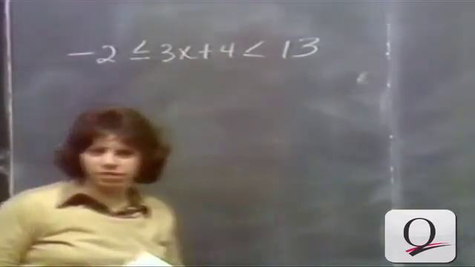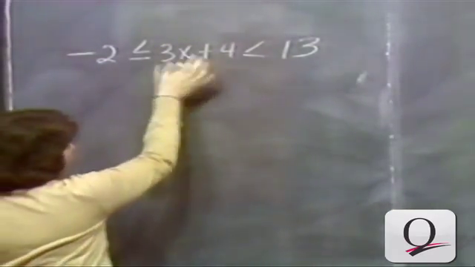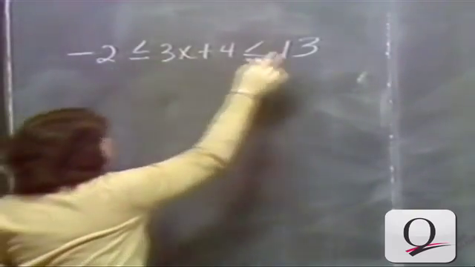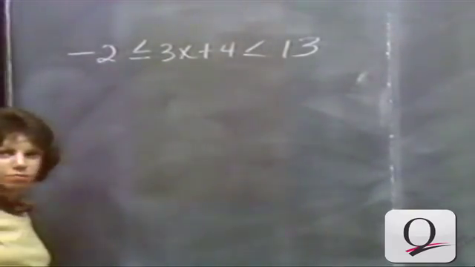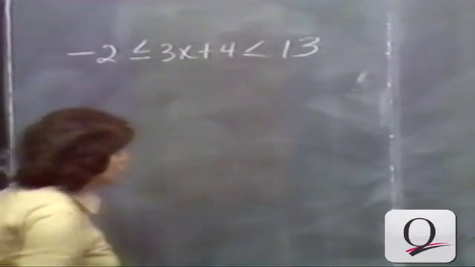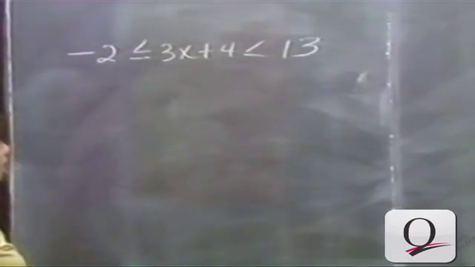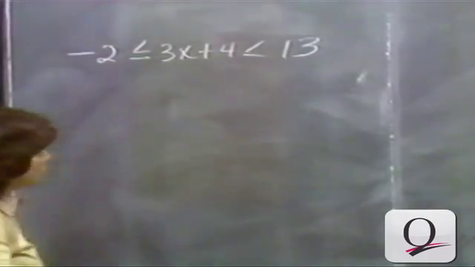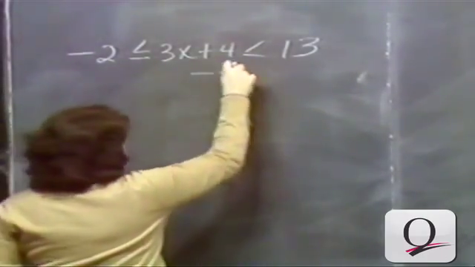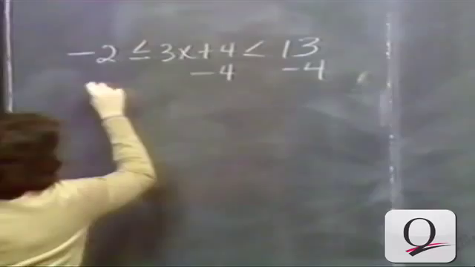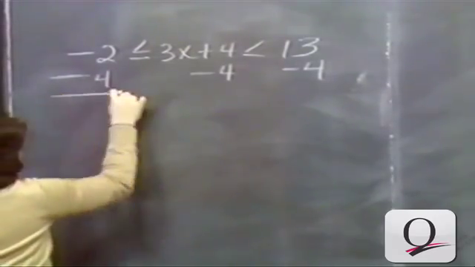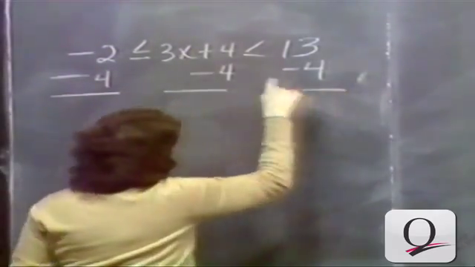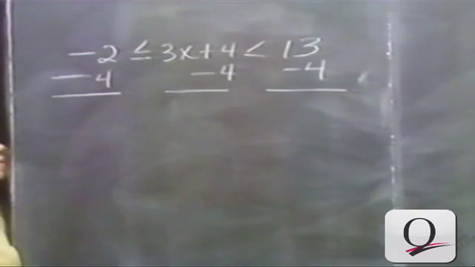Want to know where are those x values? So that 3x plus 4 will be between minus 2 and 13, possibly equal to minus 2, but strictly less than 13. Now what you're going to do is operate on all parts of the inequality at the same time. In other words, you're going to subtract 4. We will subtract it from all parts of the inequality. Remember, our idea, once again, is to isolate x, but this time we want to isolate x in the middle.